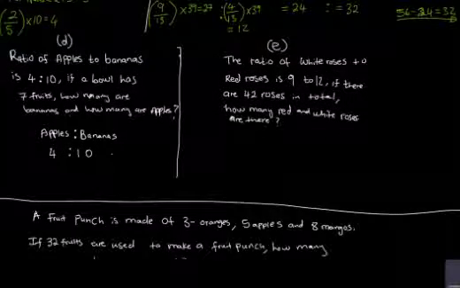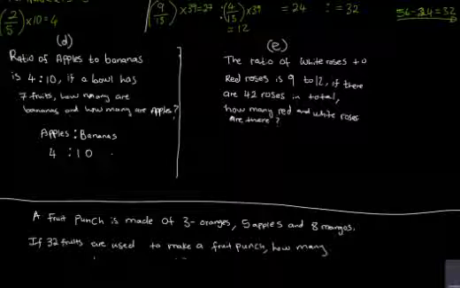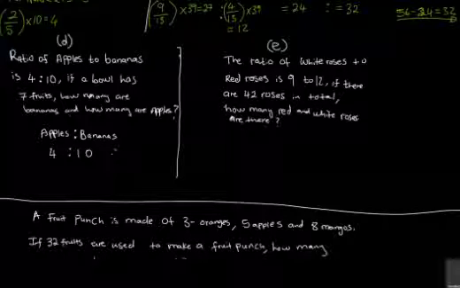All right, let's look at some scenarios. What if you had a ratio of apples to bananas, 4 apples is to 10 bananas. If a bowl has 7 fruits, how many are bananas and how many are apples? So you basically apply the same thing. You have a total of fruits, so the number being shared is 7. You are being told to share 7 fruits according to the ratio.